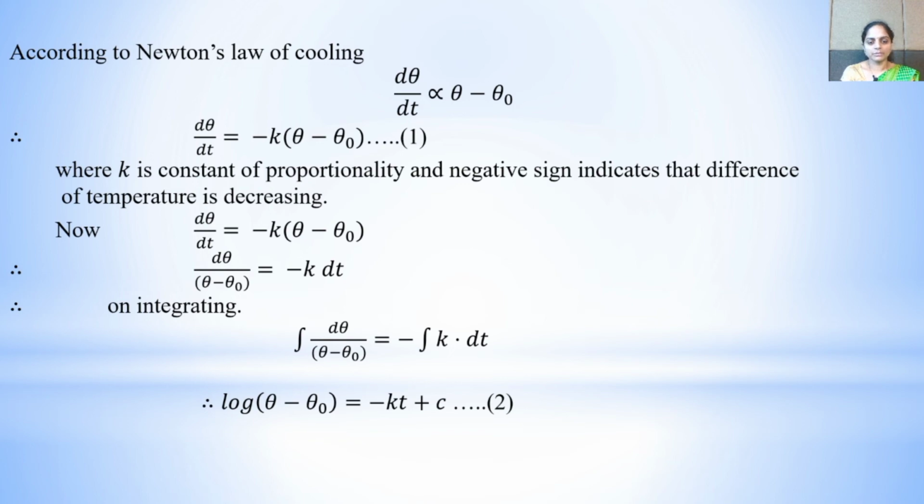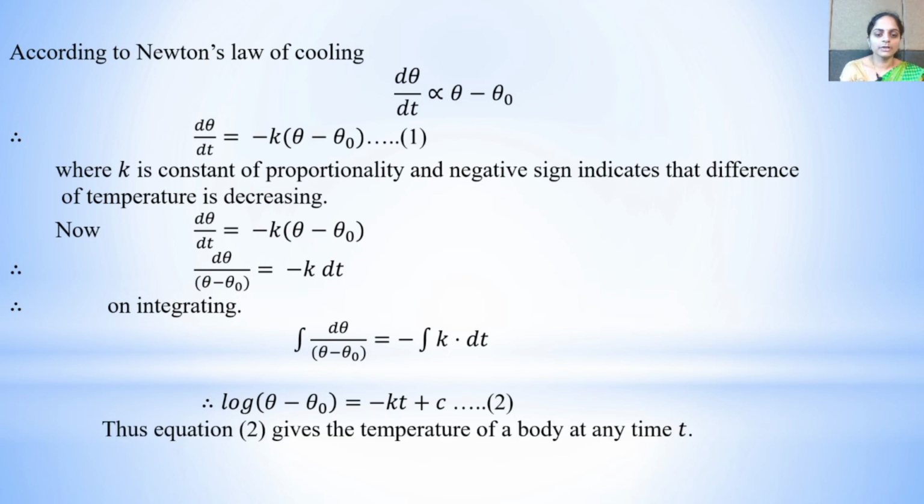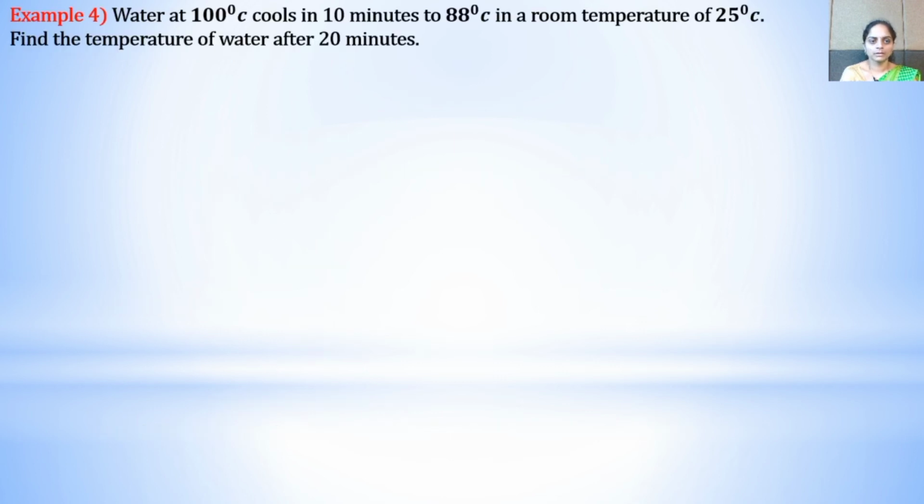This is our equation number 2 and this is the general solution of Newton's law of cooling. Thus, equation 2 gives the temperature of a body at any time t. To solve the examples on Newton's law of cooling, students, you must remember this equation: log of theta minus theta 0 is equal to minus kt plus c, where theta 0 is the room temperature. Let's start the examples on Newton's law of cooling.